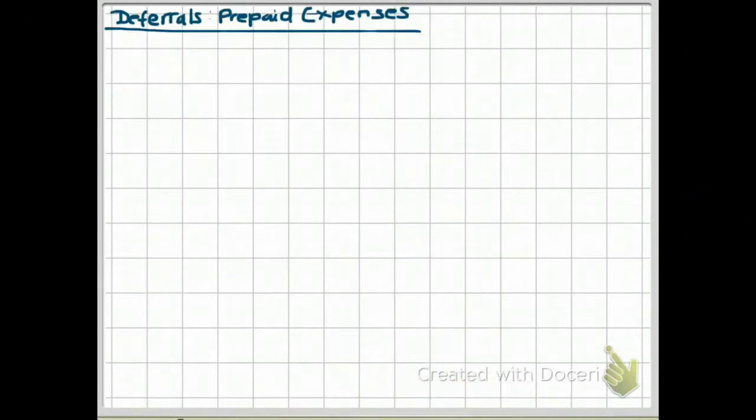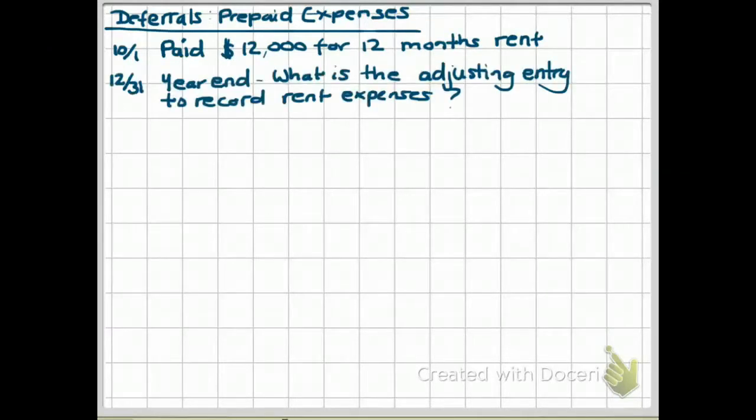Let's do another example for prepaid expenses. On October 1st of the current year, we paid $12,000 for 12 months' rent. On 12/31, it is your year end. The question is, what is the adjusting entry to record rent expense?